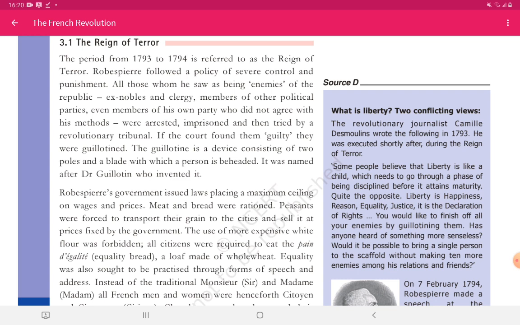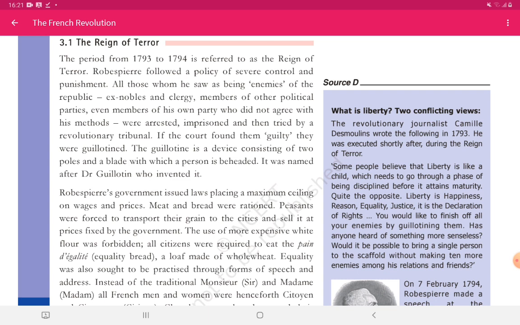The guillotine is a device consisting of two poles and a blade with which a person is beheaded. It was named after Dr. Guillotin, who invented it. Robespierre's government issued laws placing a maximum ceiling on wages and prices. Now, he wanted equality, but for that he followed a different path that was actually strict and cruel. Meat and bread were rationed.